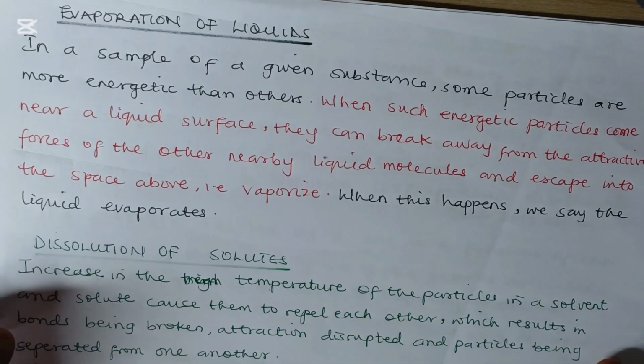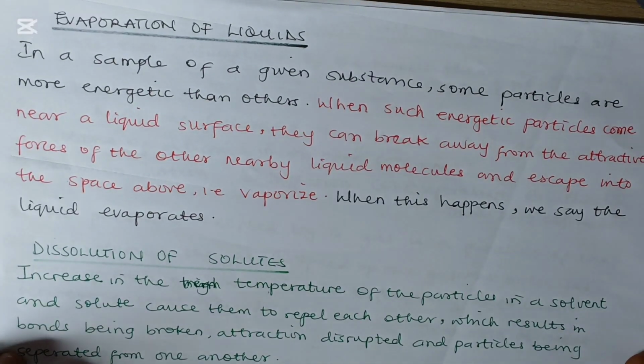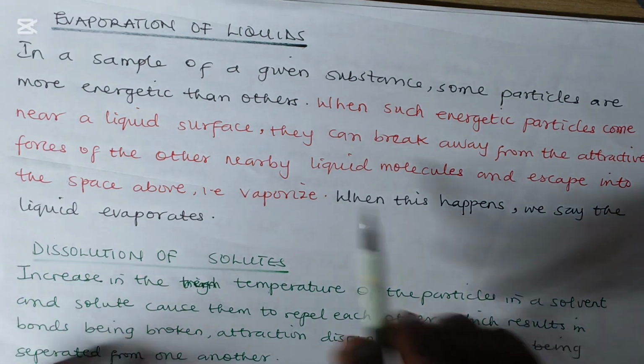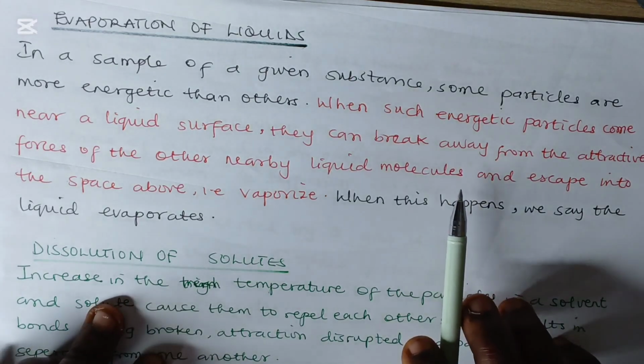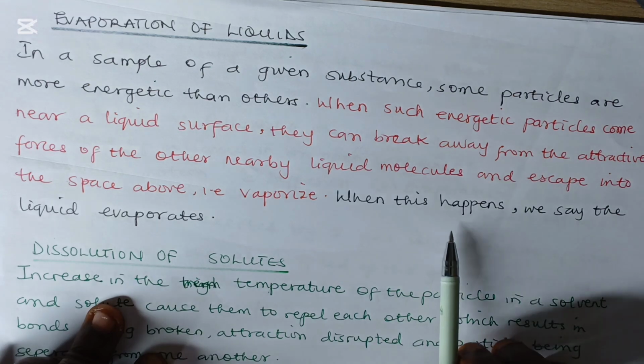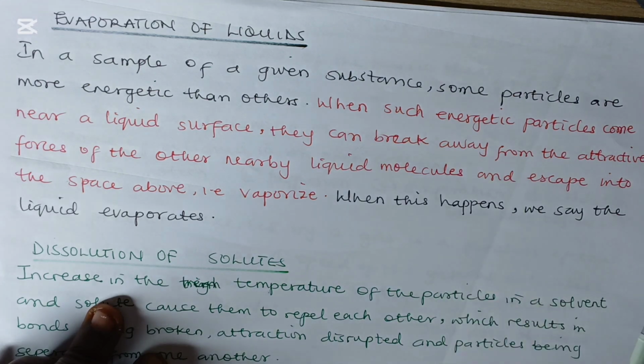The next one is evaporation of liquids. In a sample of a given substance, some particles are more energetic than others, especially when a liquid is boiling. The particles gain kinetic energy, and when some of these energetic particles come near the liquid surface, they break away from the attractive force of the other nearby liquid molecules, and they escape into the space above. That is, they vaporize. When this happens, we say that the liquid is evaporating.